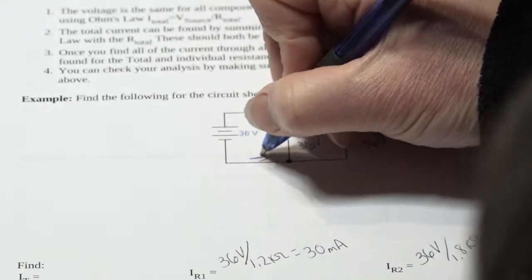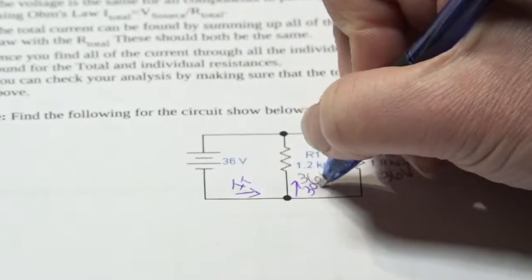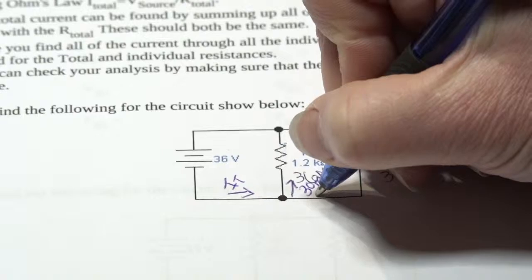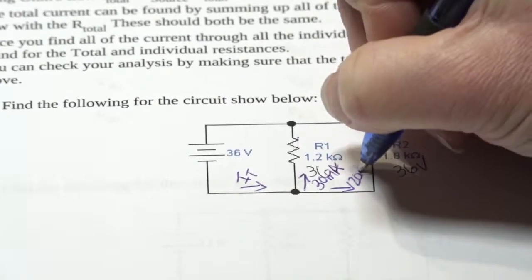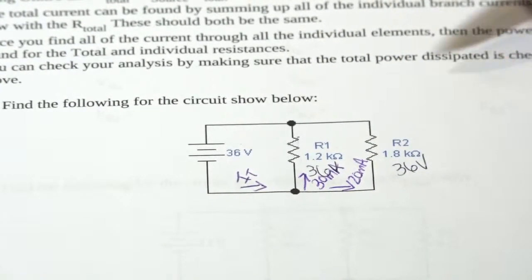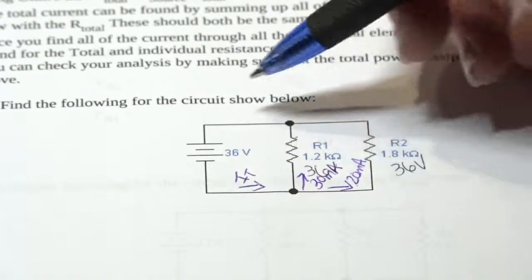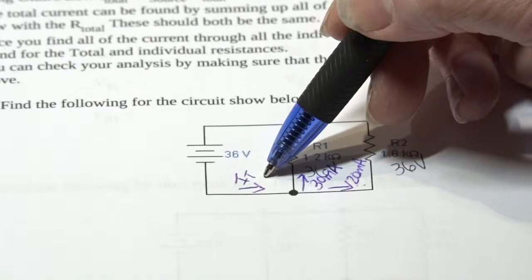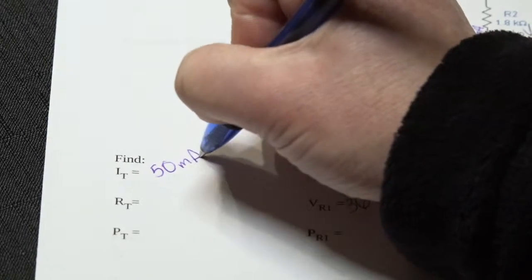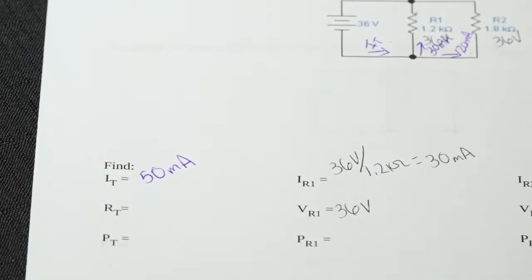So we know that we're going to have the total current coming in here. It's going to have 30 milliamps going up this branch and 20 milliamps going down this branch. Now we can simply say, using Kirchhoff's current law, that 30 milliamps plus 20 milliamps should add up to the total current. So we could simply say this is going to be 50 milliamps. Now, let's go ahead and verify that.